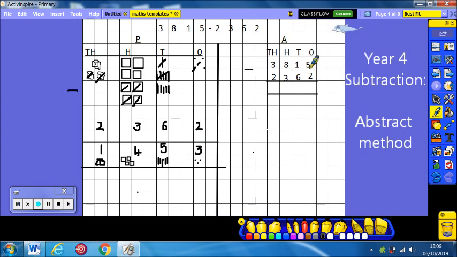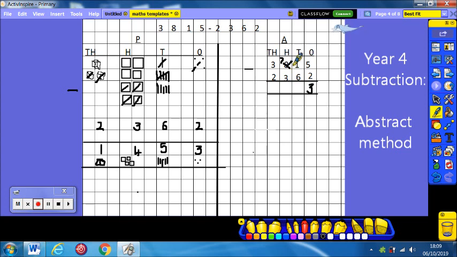So again, with any calculation in column addition or subtraction, we start on the right hand side. So off we go. We've got 5 ones, take 2 ones. 5 take 2 ones is 3 ones. 1 ten take 6 tens from 1 ten, it's too tricky to do, so we need to exchange one of the hundreds. So I'm going to cross out the 800s. I'm going to take one of the hundreds away, which will leave 700s.